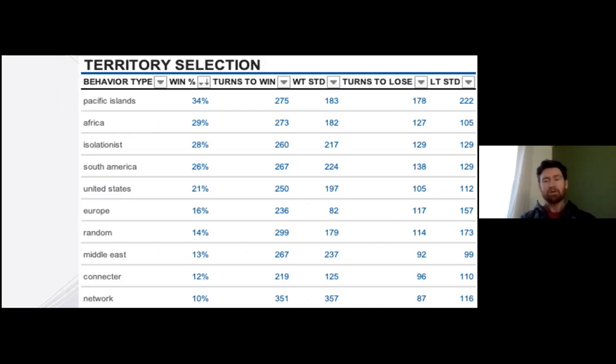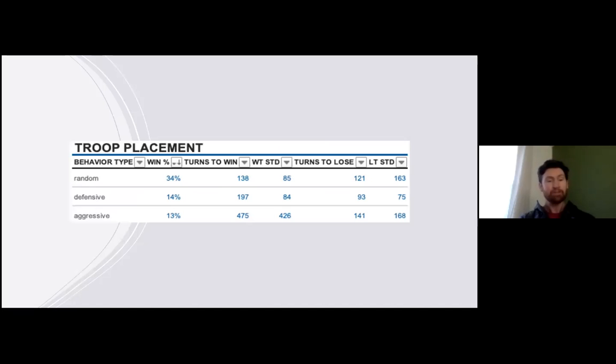All right, so aggregating over the territory selections, the Pacific Islands are generally the best one to go for, and then Africa, and then not worrying about a continent and being an isolationist is the next best strategy. For troop placement, random was actually the best.